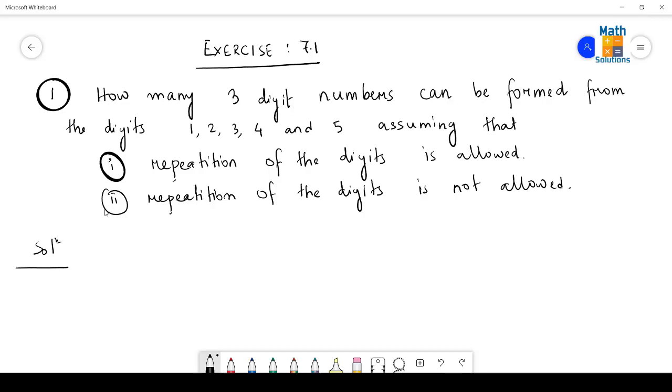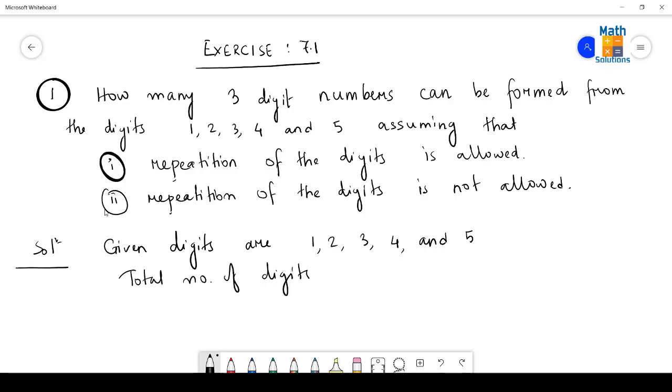Let us first consider what are the digits given. Given digits are 1, 2, 3, 4 and 5. So total number of digits is equal to 5. Yes or no?